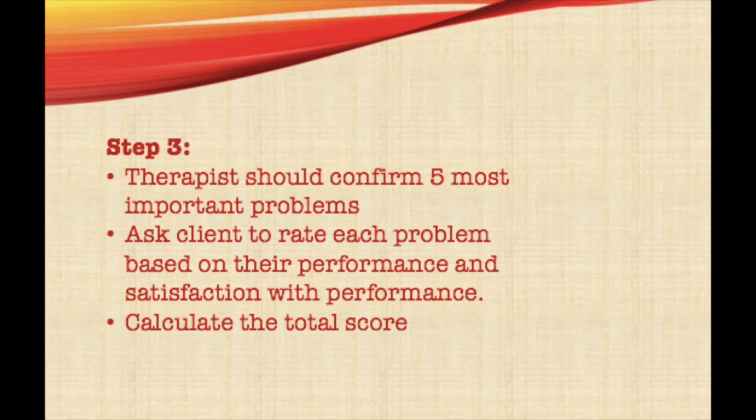Okay. Next, the therapist should confirm with the client the 5 problems ranked most important and record them. The therapist will then ask the client to rate each problem on performance and satisfaction, then calculate a total score. The total score is calculated by adding together the performance or satisfaction scores for all problems and dividing by the number of problems. The performance problems that are most important to you are going to be dressing independently, completing yard work, fishing, grilling, and golfing. Okay? Does that sound about right to you?